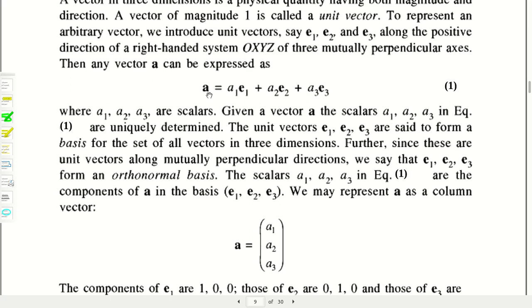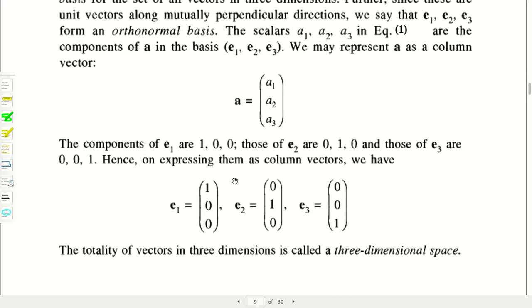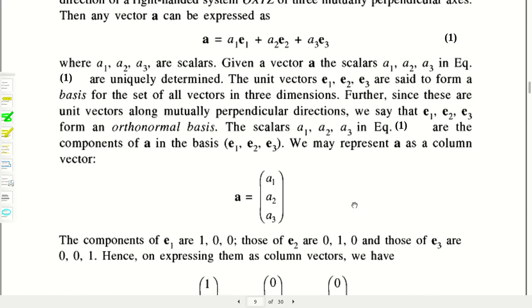If you want to write this in matrix form, that is equation 1 in matrix form, you can write A as represented by a column matrix with its three components along a single column, like this: a1, a2, a3 in a single column. That is, this matrix is a 3 cross 1 matrix. Then you should choose e1, e2 and e3 like this: 1 0 0, 0 1 0 and 0 0 1.